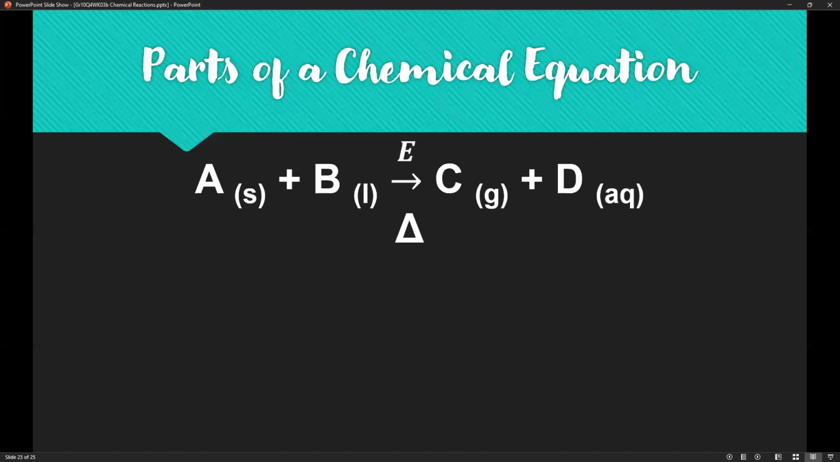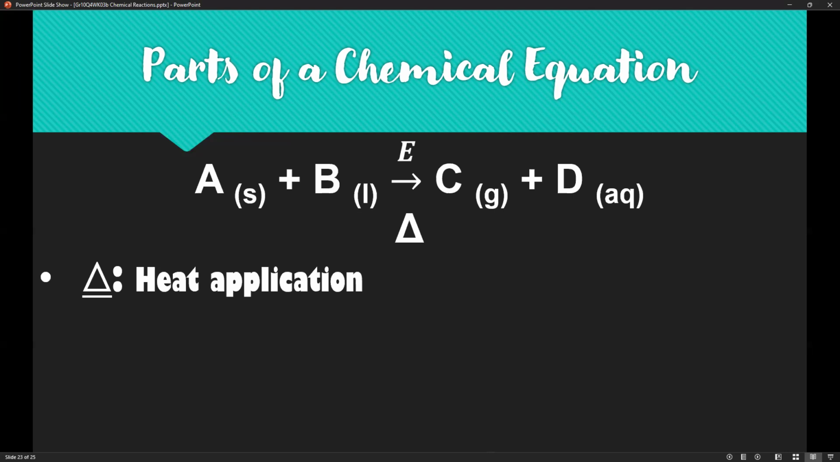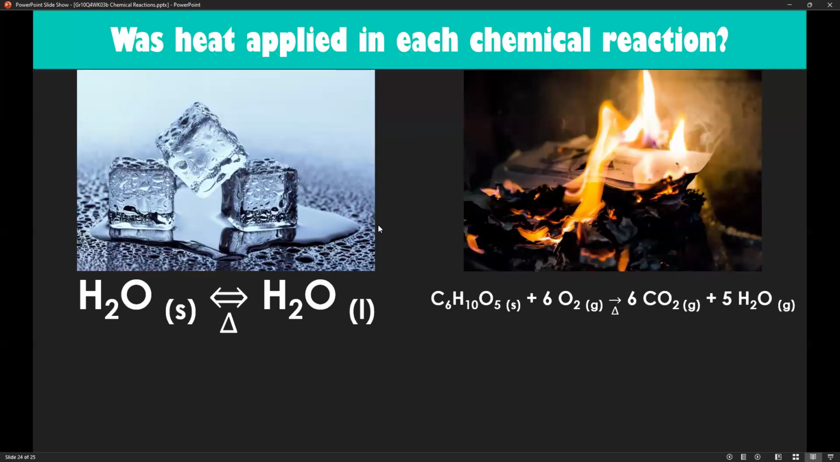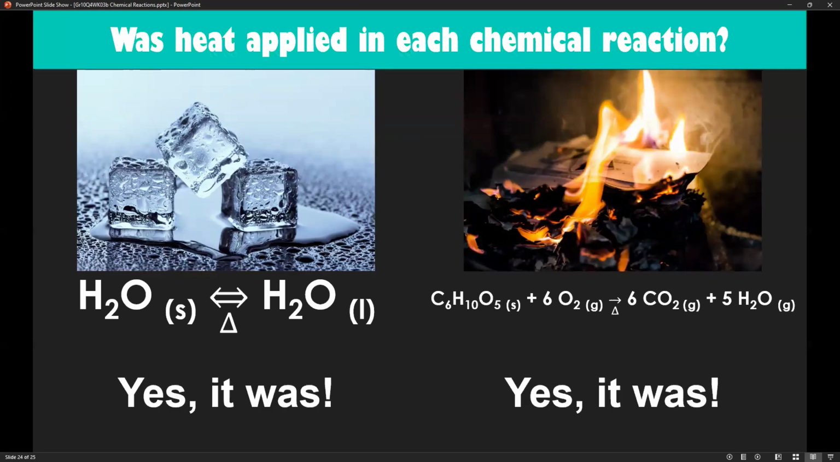Next, and our final part of the chemical equation is a triangle symbol called heat. No? When you see a triangle symbol, heat was applied. So for both of our sample equations, no, heat was applied. And that's true because melting of water is an endothermic reaction wherein solid substances have to absorb heat for them to melt into liquid substances. And burning of paper naman requires heat kasi wala namang masusunog kung walang heat in the first place.